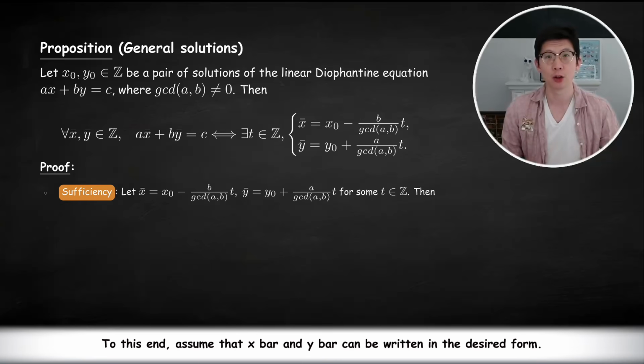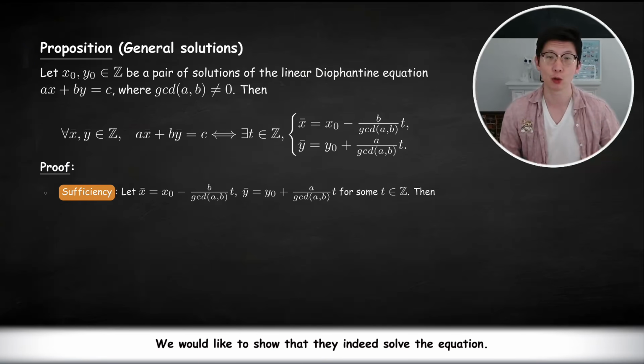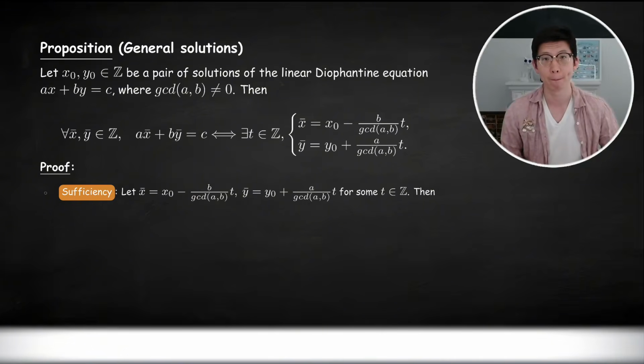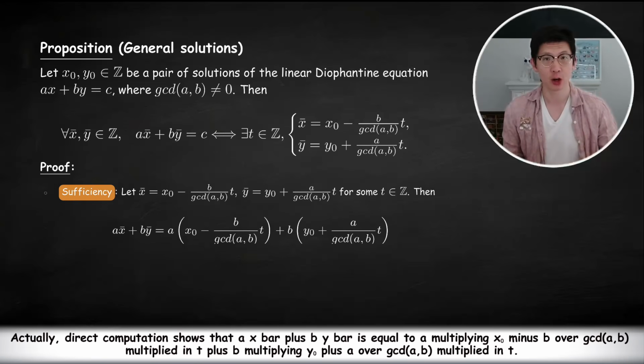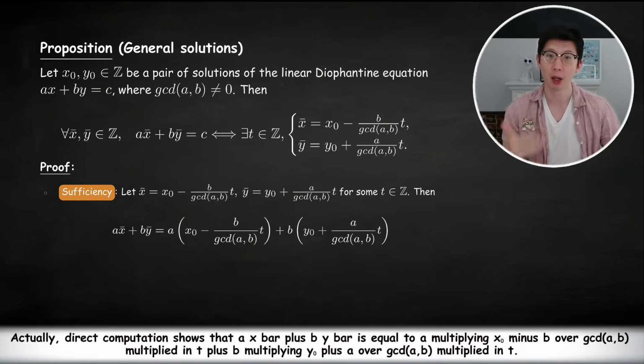To this end, assume that x bar and y bar can be written in the desired form. We would like to show that they indeed solve the equation. Actually, direct computation shows that a x bar plus b y bar is equal to a multiplying x0 minus b over GCD(a,b) multiplying t, plus b multiplying y0 plus a over GCD(a,b) multiplying t.